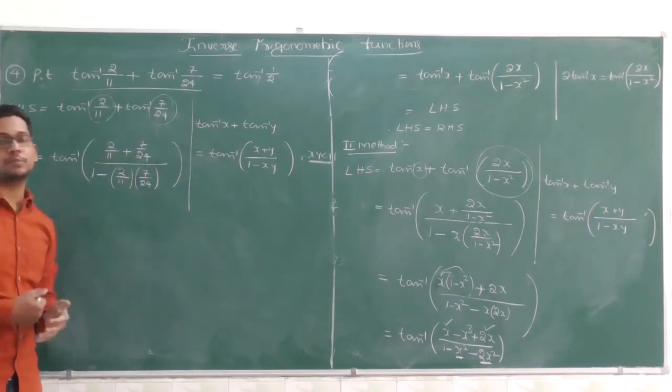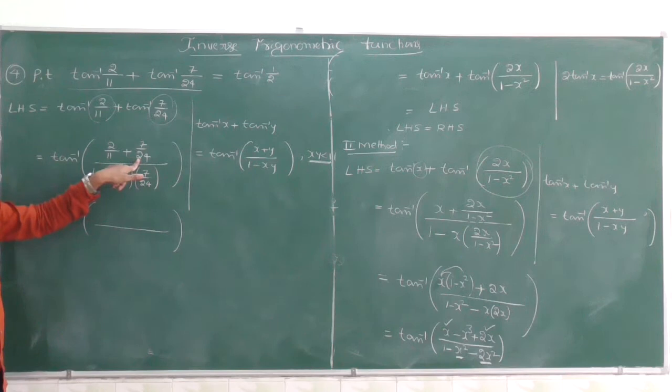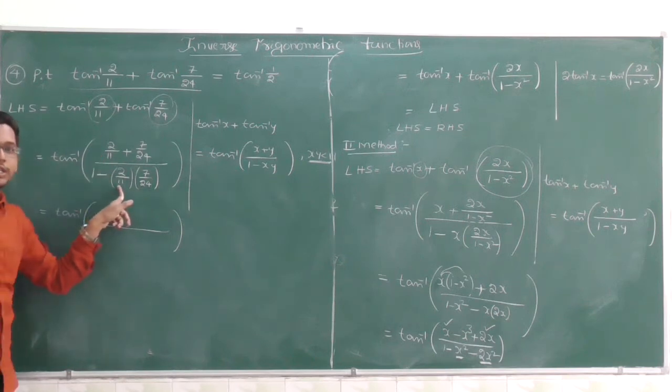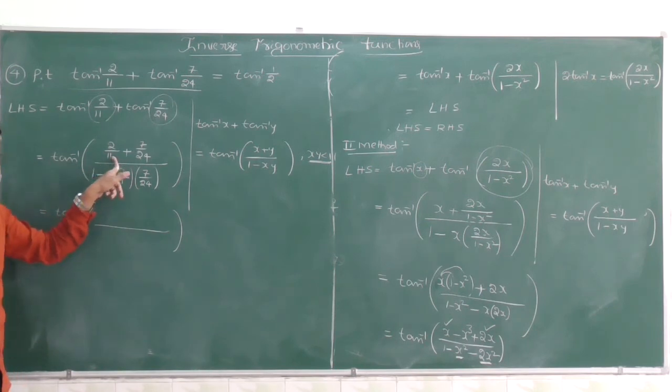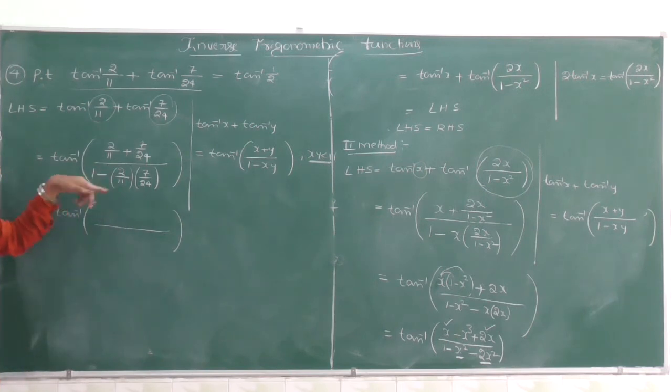This part is the simplification part. That is equal to tan inverse of... see, in the numerator the LCM is 11 into 24. Similarly, in the denominator the LCM is 11 into 24. The numerator LCM and the denominator LCM will get cancelled. We will do the further steps.